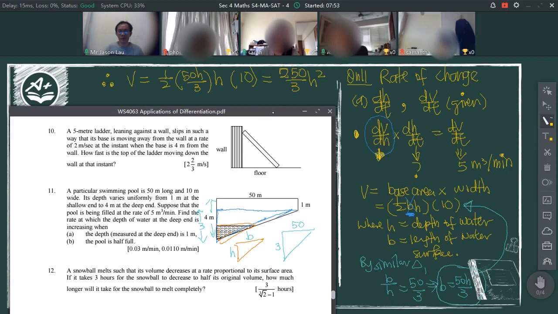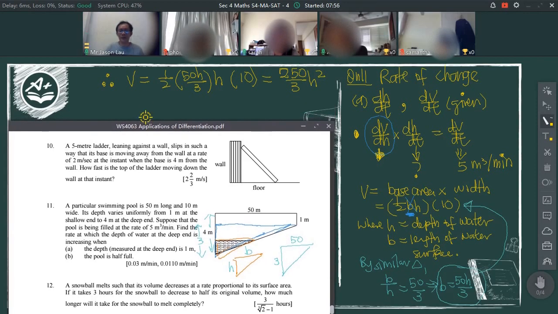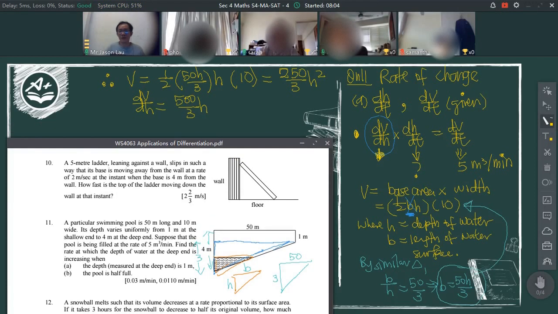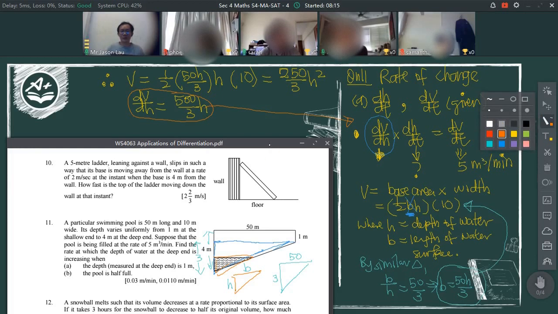Then with the h being only one variable, we can differentiate safely. So differentiate, you get 500 over 3h. Once you get this quantity, this will be good. Then we can put it into your chain rule. Okay, so we are going to sub it into the chain rule.